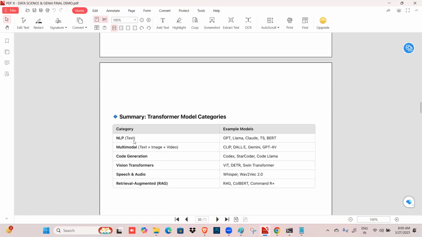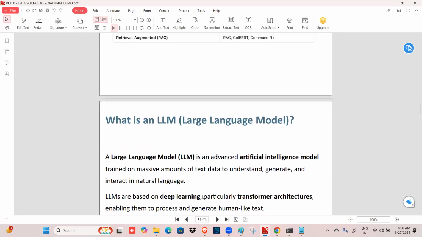We are going to see NLP for text. We can use GPT, Llama, Claude, T5. For multimodal, text, image plus video, it is going to work on all these things like CLIP, DALL-E, for creating or generating. Also Gemini, GPT-4. So there are different types of transformer models.